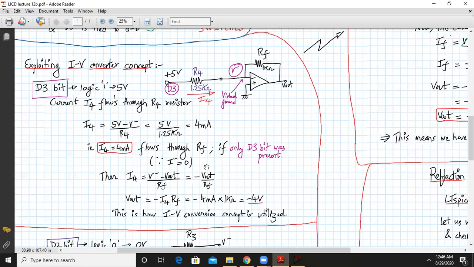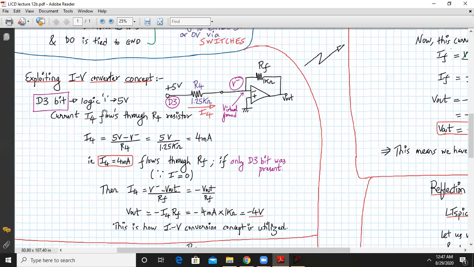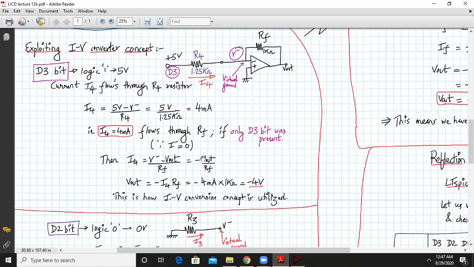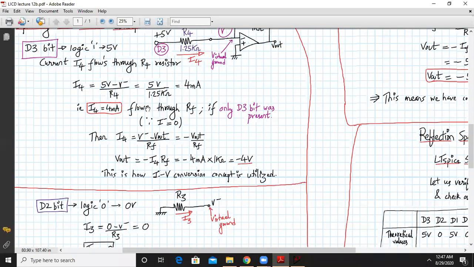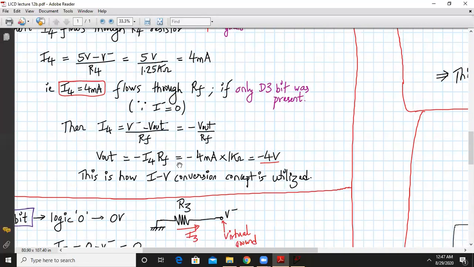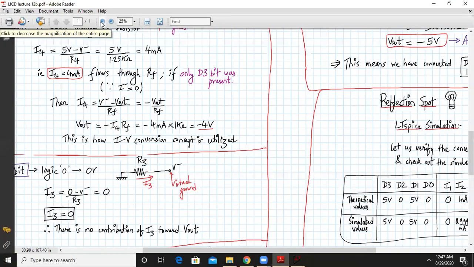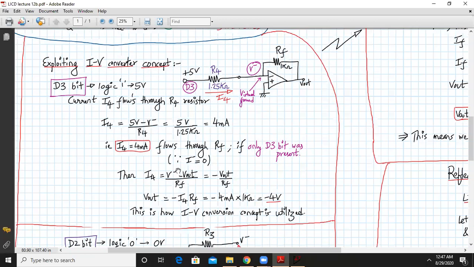Also, we can write I4 as V minus minus V out upon RF. V minus is 0, so I4 will be minus V out upon RF. So V out will be minus I4 into RF, which if you calculate, you will get 4 milliampere into 1 kilo ohm. That will be minus 4 volt. So this is how your I2V conversion comes in handy in such cases. This I have explained for the D3 bit.